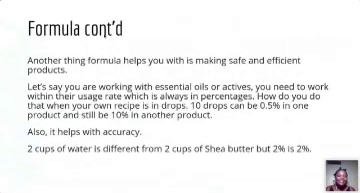So another thing a formula helps you with is making safe and efficient products. Let's say you're working with essential oils, or actives, things like protein, solubilizers, preservatives. You need to work within their usage rates, and usage rate is always in percentage. If you buy ingredients from a supplier, they'll tell you, oh, the usage rate is 1 to 2%, 2 to 10%.